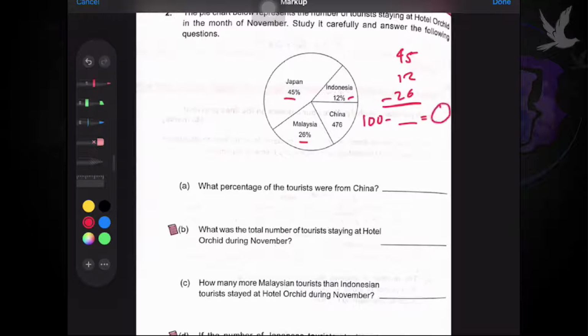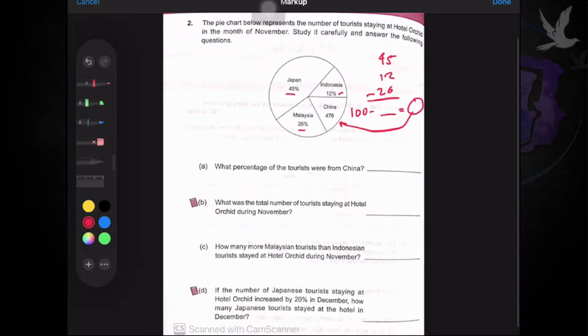Then that will be your answer for the percentage of China, which happens to be the question natin sa letter A. Okay, what percentage of the tourists were from China? Okay, so now you know whatever your answer there is.